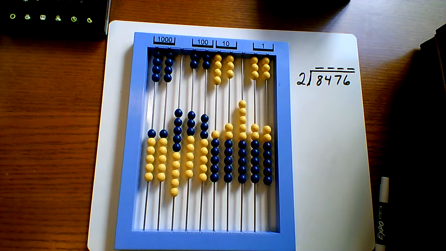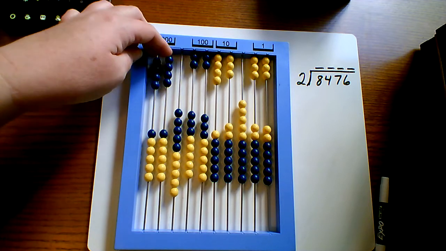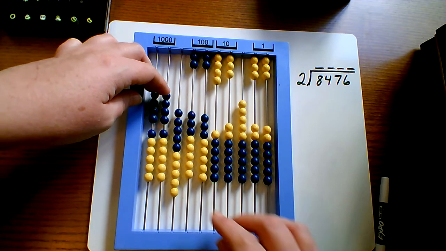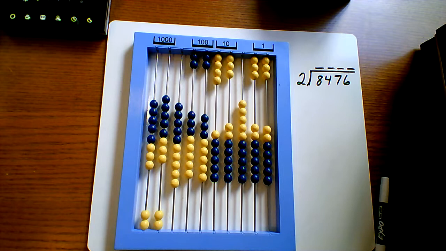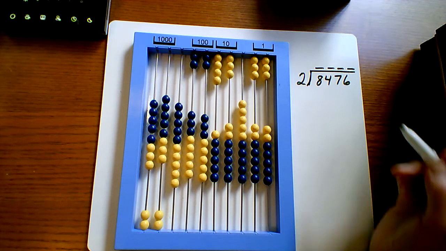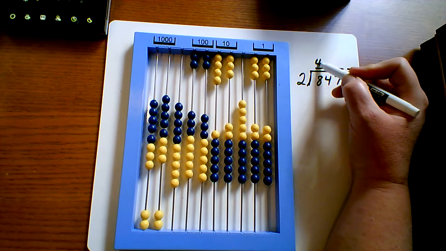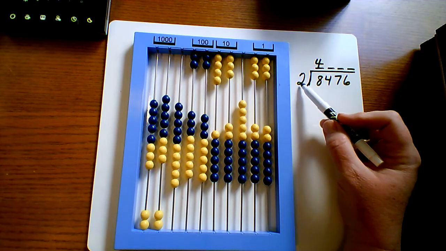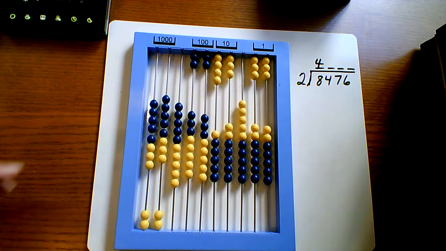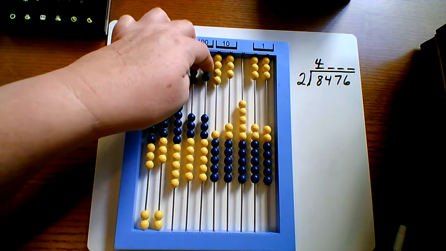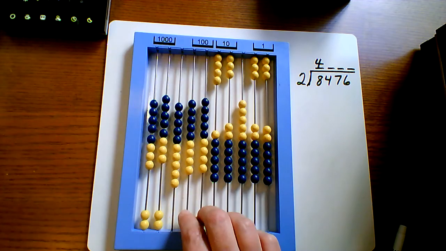Okay, so now we've entered our number, and we're going to start off with saying, all right, what is 8,000 divided by 2? So we can remove the 8. We know that the answer is going to be 4,000. So we remove the 8,000 from up above and write the answer 4,000 down below. Next we say how much is 400 divided by 2? Or how many times does 2 go into 400? We know that the answer is 2, so we remove the 400 up here, and we pull down our answer 2.